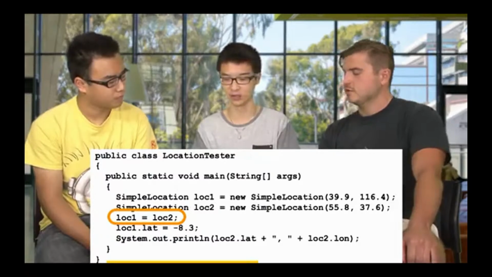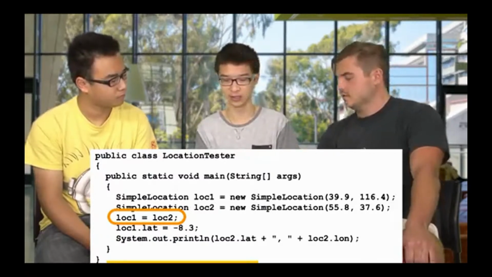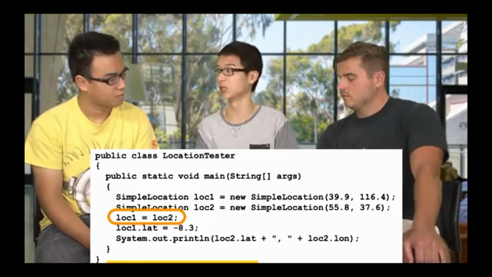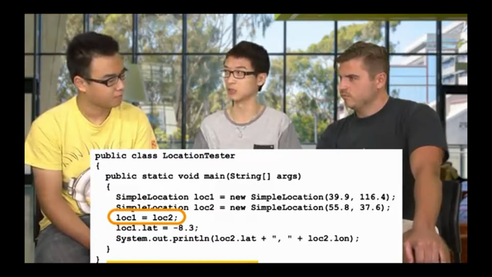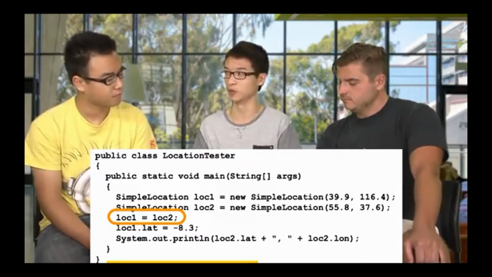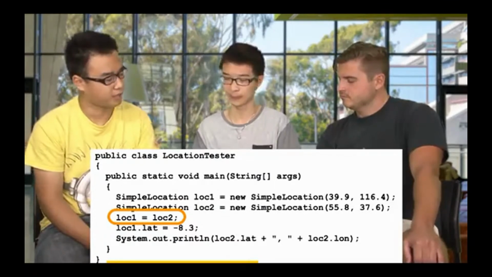So currently, the object location 1 has 39.9 for the latitude, and I was thinking that location 2's latitude, 55.8, would overwrite that. Am I right? Or I think those are two objects, right?